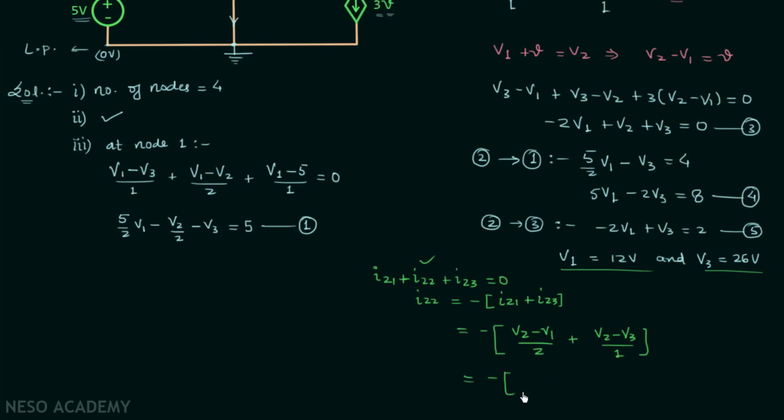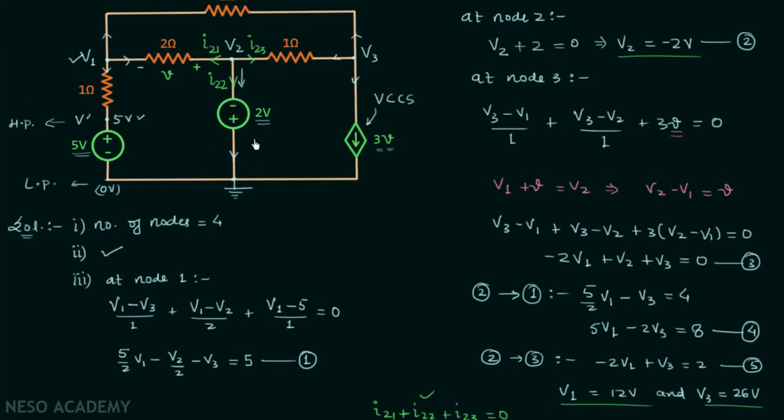V2 is equal to minus 2, V1 is equal to 12. V2 minus V3 divided by 1 is equal to V2 minus V3. So we have minus 2 minus 26. When you simplify this, you will get current I22 equal to 35 amperes. And our main aim is to calculate the power delivered by this source. So current in this branch is equal to 35 amperes. Therefore, power delivered will be equal to 35 amperes multiplied by 2 volts, which is equal to 70 watts. So this is our answer.